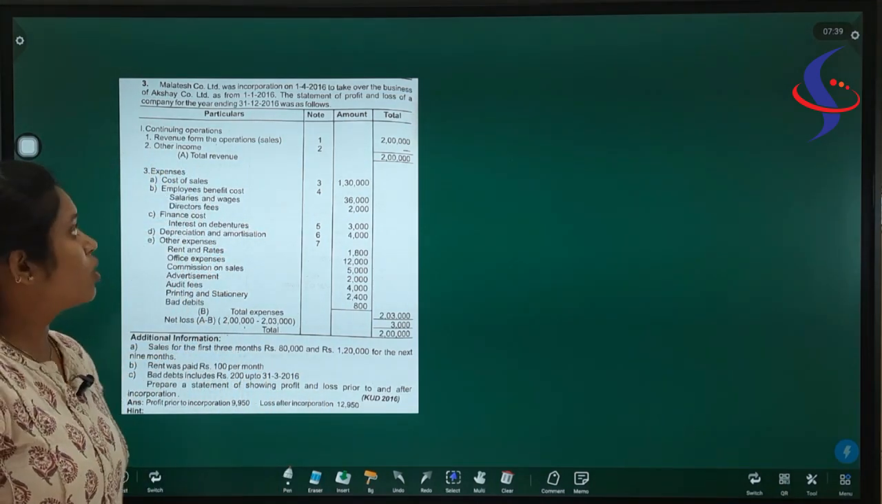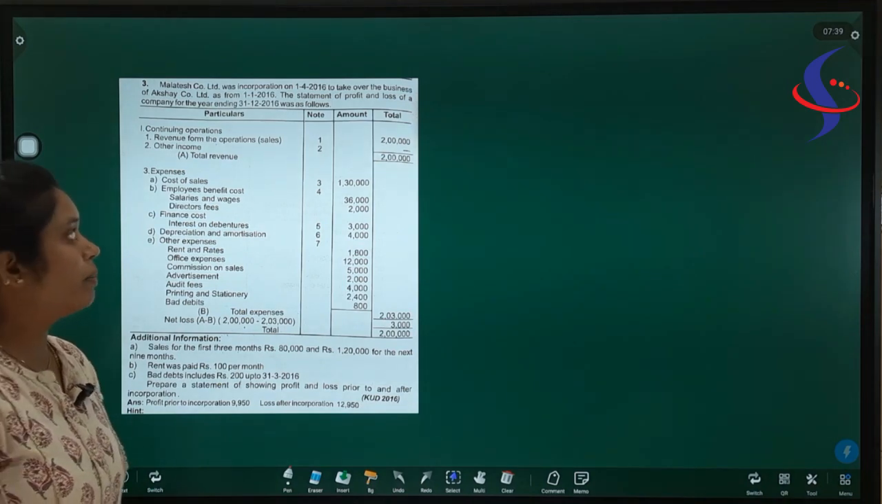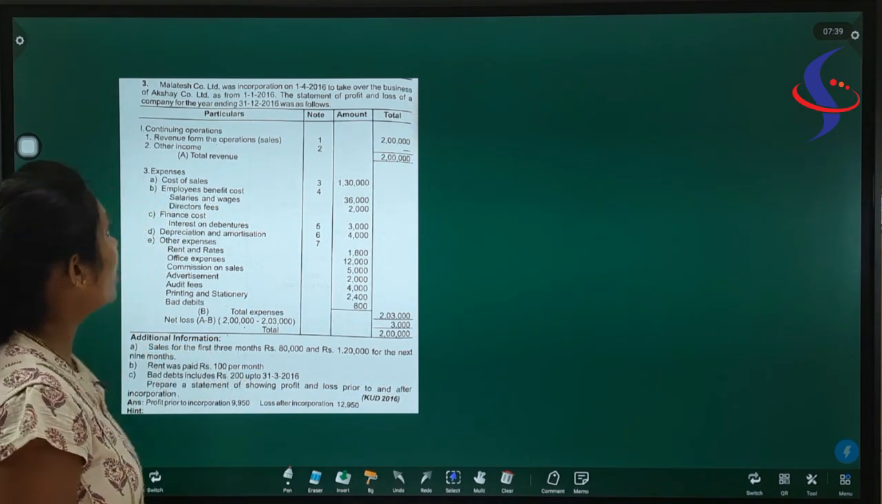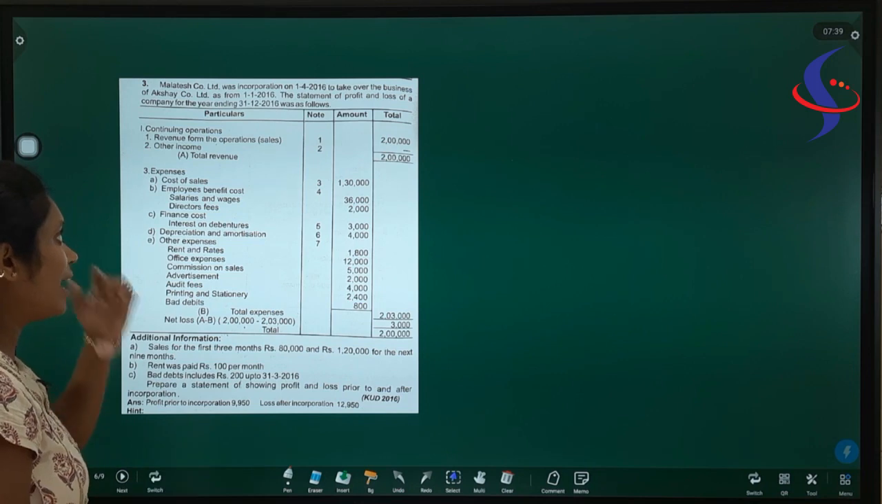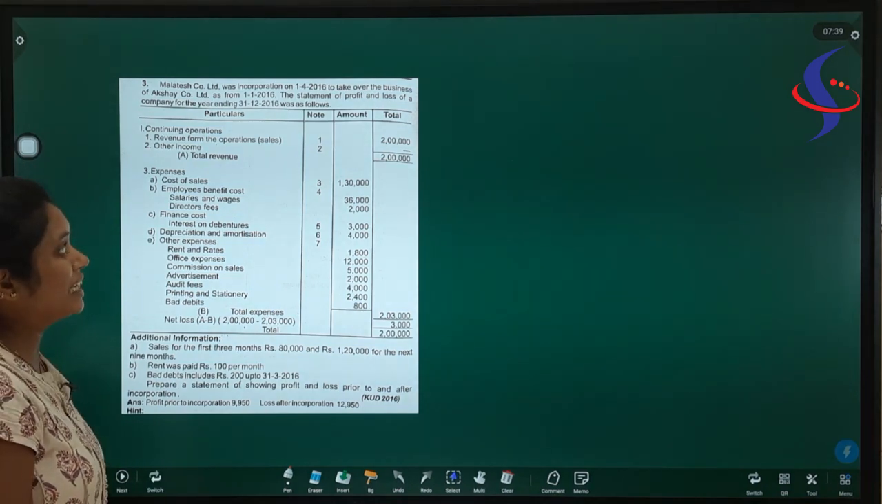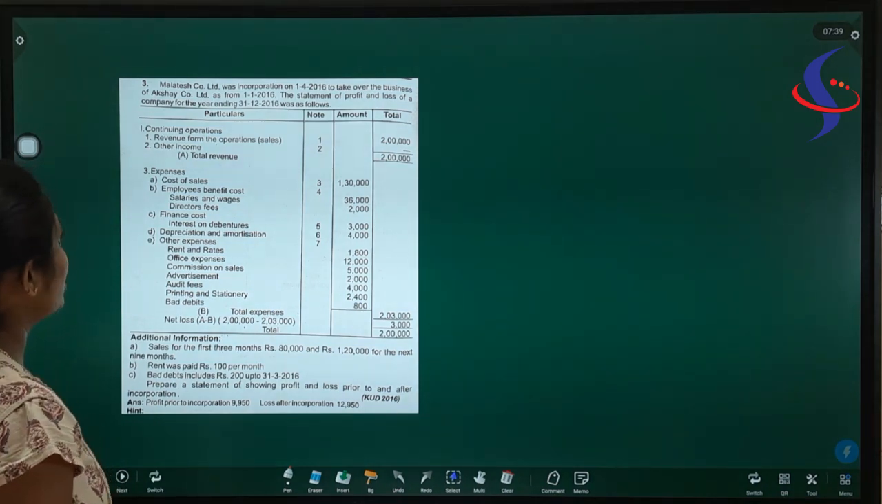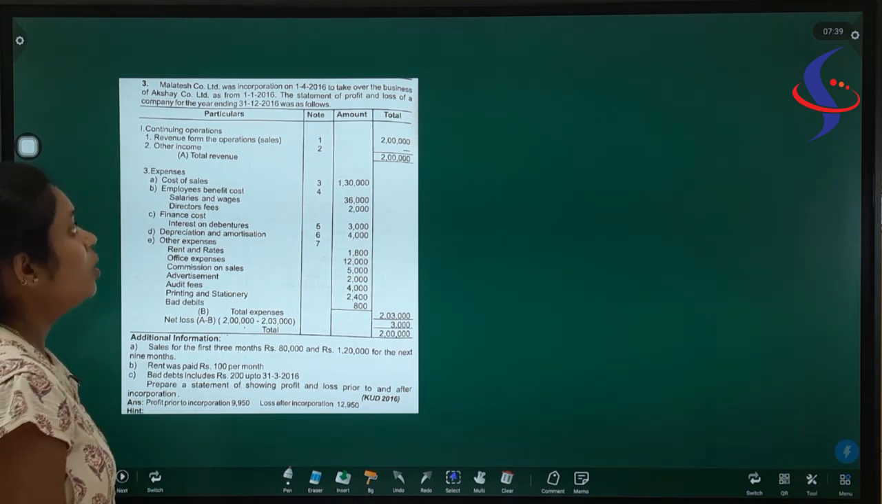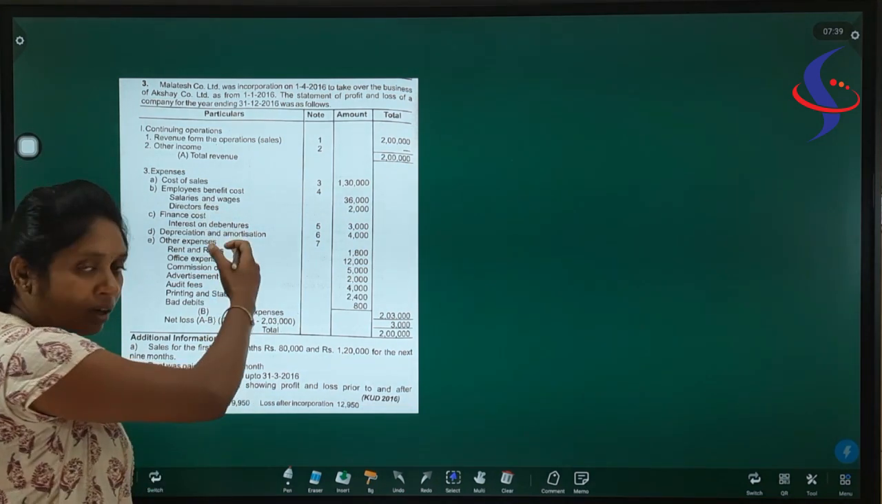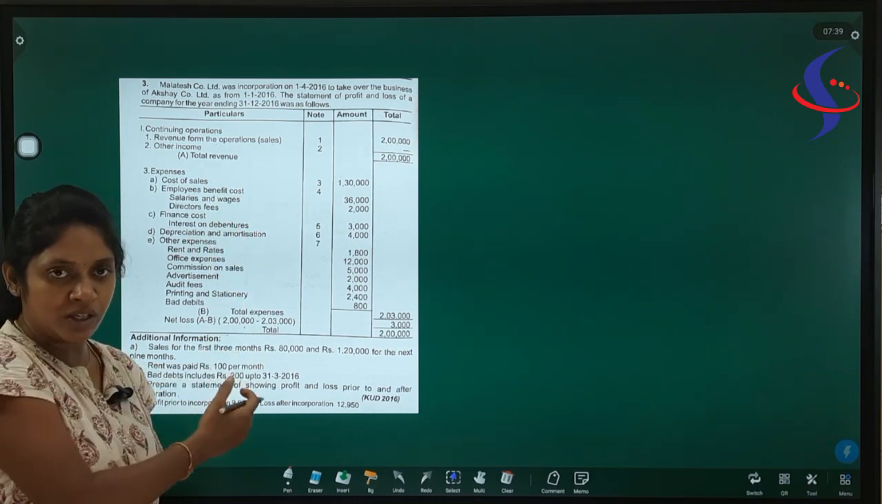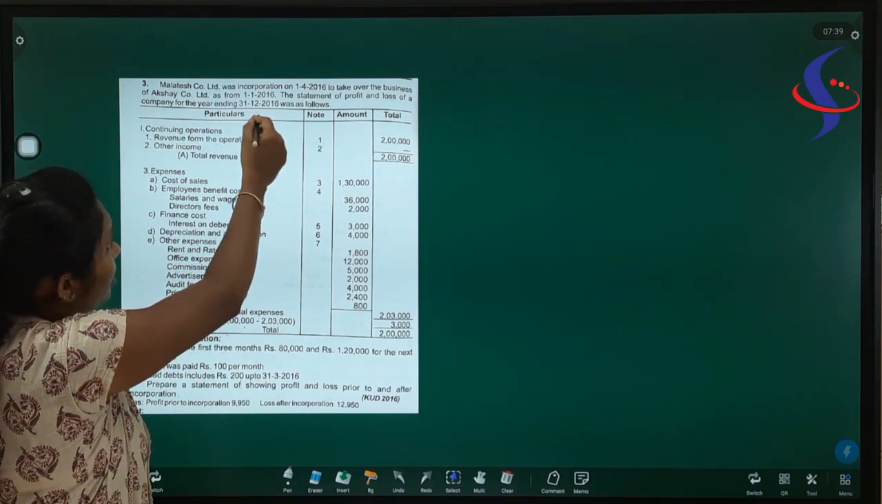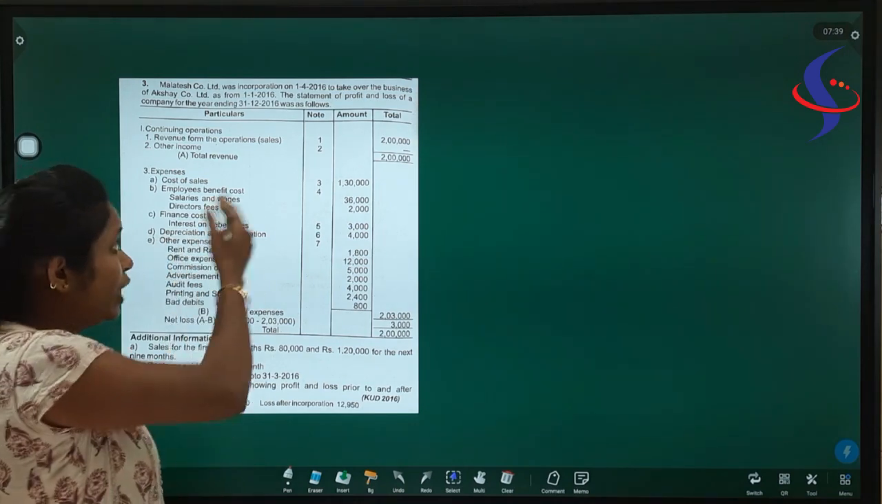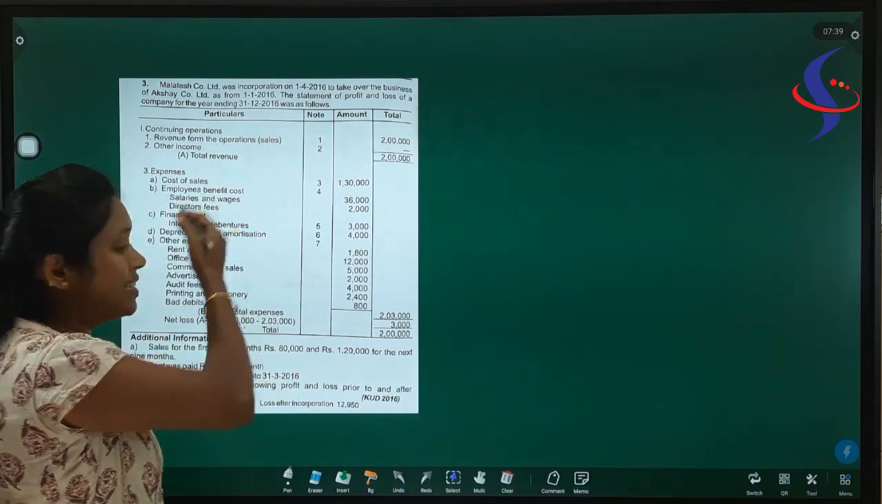Maltese Company Limited was incorporated on 1st April 2016 to take over the business of Akshay Company Limited as from 1/1/2016. The statement of profit and loss account of the company for the year ending 31st December 2016 was as follows. Before we go further, we are seeing three dates here. We need to calculate time ratio using these three dates.